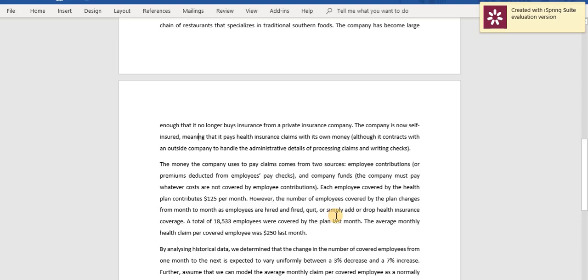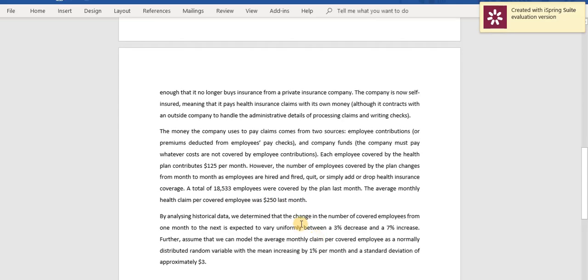The number of employees in the last month who opted for the health insurance plan is around 18,533, and the average monthly health claim per covered employee is around $250. They also mentioned that the employee count will vary uniformly between a 3% decrease and a 7% increase, and the claims per covered employee will follow a normal distribution, with the mean increasing by 1% per month and a standard deviation of $3.